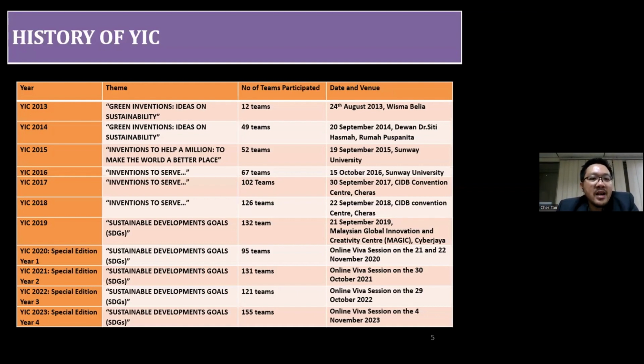So as you can see, from year 2013, from 12 teams, we have had the participation of up to 155 teams this year. So far, based on the Secretariat's update, we have surpassed the number to about 72 teams so far. Of course, we are halfway through the deadline, right? And I'm hoping that I would like to see more participation from more teams.